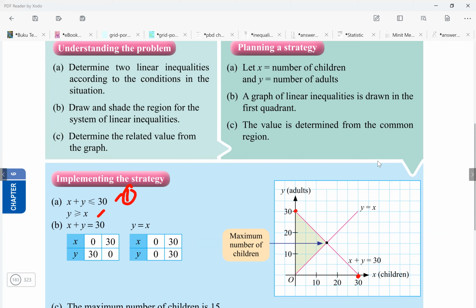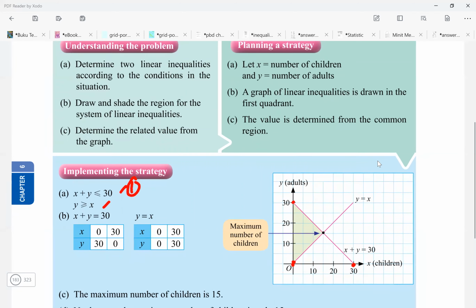And then the second one is y equal to x. So if your x equal to 0, your y equal to 0, so (0, 0). And if your x equal to 30, your y equal to 30. If you want to choose other numbers, you also can. Let's say x equal to 20, then your y is also 20. For this one, we choose a simple one, easier for you to calculate.